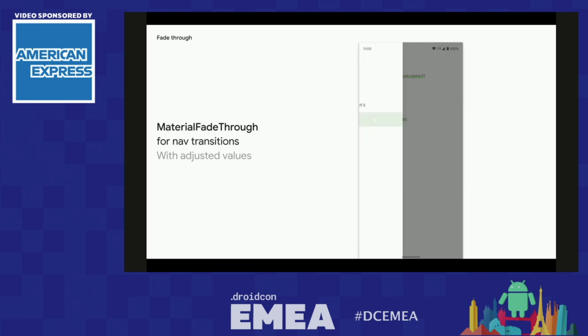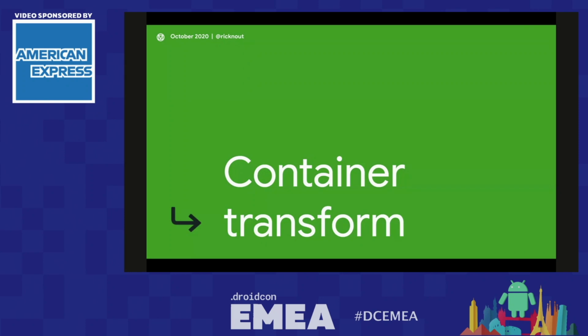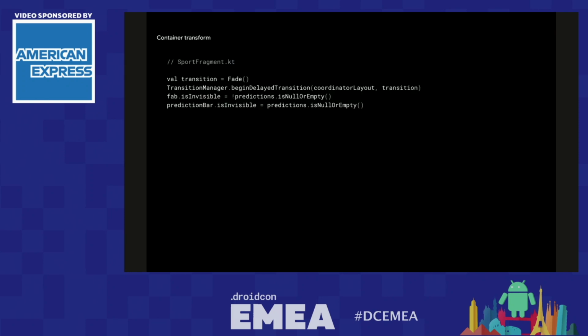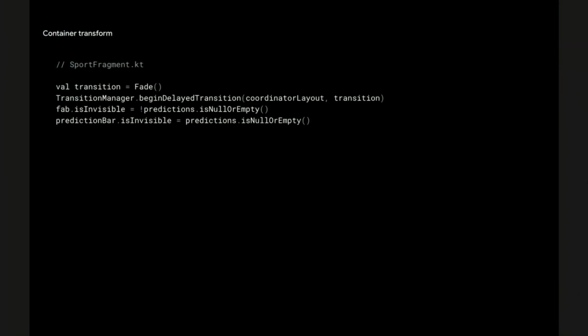Let's move on to our container transform. This one's pretty exciting in my opinion. So in our sport fragment, which houses both our fab and our prediction bar, we have the following code already, which basically fades out the fab and fades in the prediction bar when you add predictions, and then when you clear the predictions, it fades out the prediction bar and the fab fades in. It's a fairly simple bit of code.